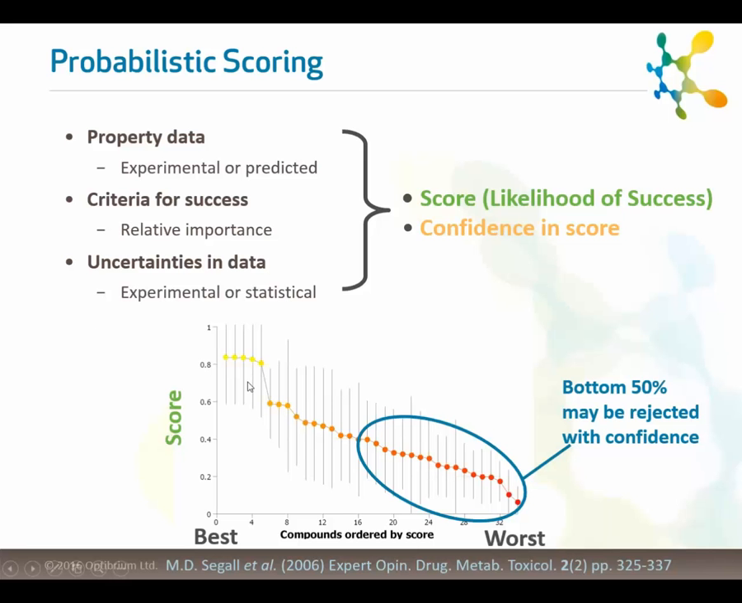On the other hand, roughly the bottom 50% here, you see the error bars don't overlap. We can be confident these are not going to be as good as our best. We can reject them, save that time and effort, and maybe explore this chemistry further or get some additional data before making a confident decision. So this is a very rigorous way to prioritize the compounds for your project against the objectives that you have set.